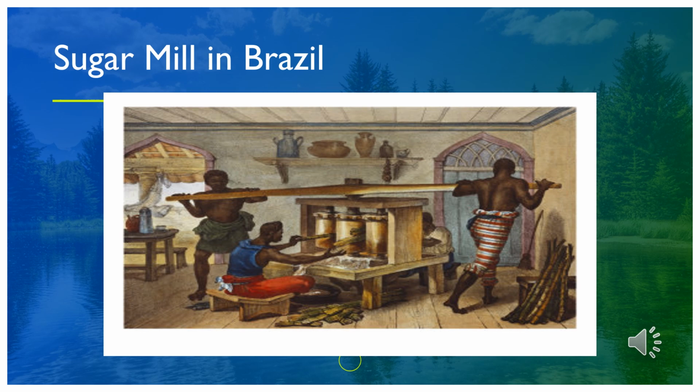They would then have to be transferred to sugar mills where labor was continued in extremely difficult climates with excessive heat within the confines of these rooms.